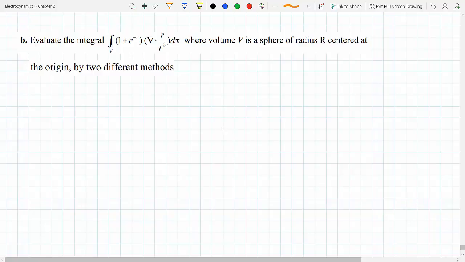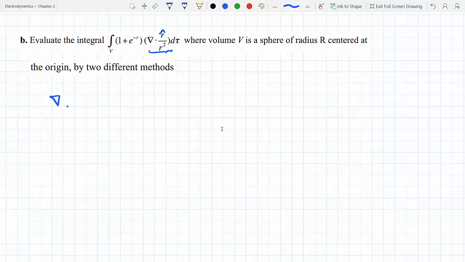So step by step, and if I were you, start with this, just to give you some hint. Start by finding what that is, the divergence. This is r hat here, the divergence of r hat over r squared, right? R hat over r squared. Okay, let's find what that is.